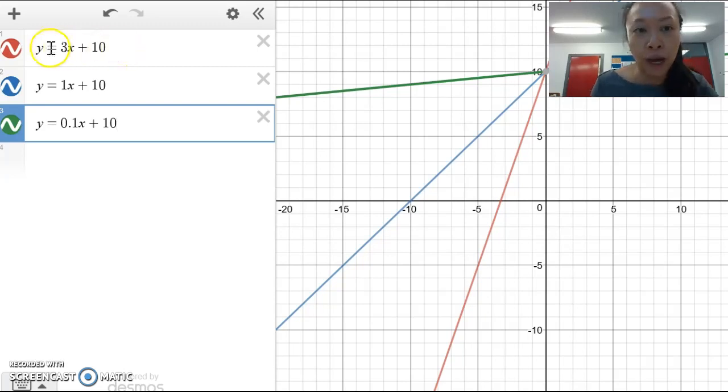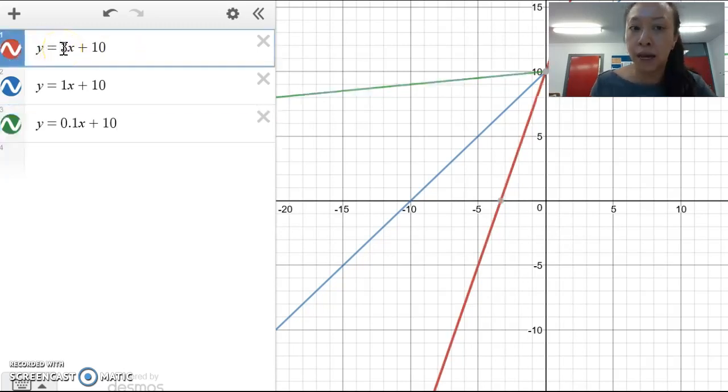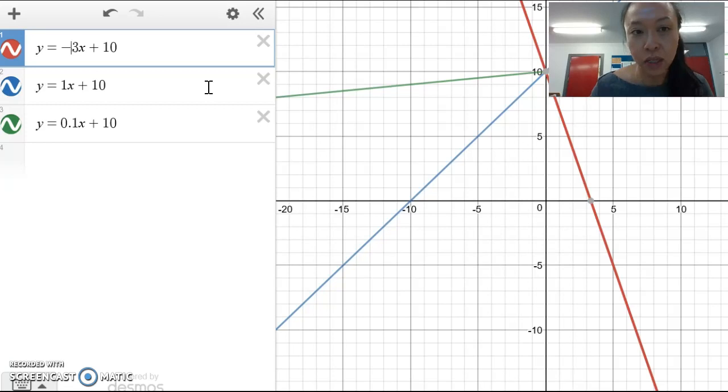So what if I switch my 3 into a negative 3? Let's see what happens to the slope. Can you see that the red line is now going down? Because it's negative 3, nice negative, the slope goes down.